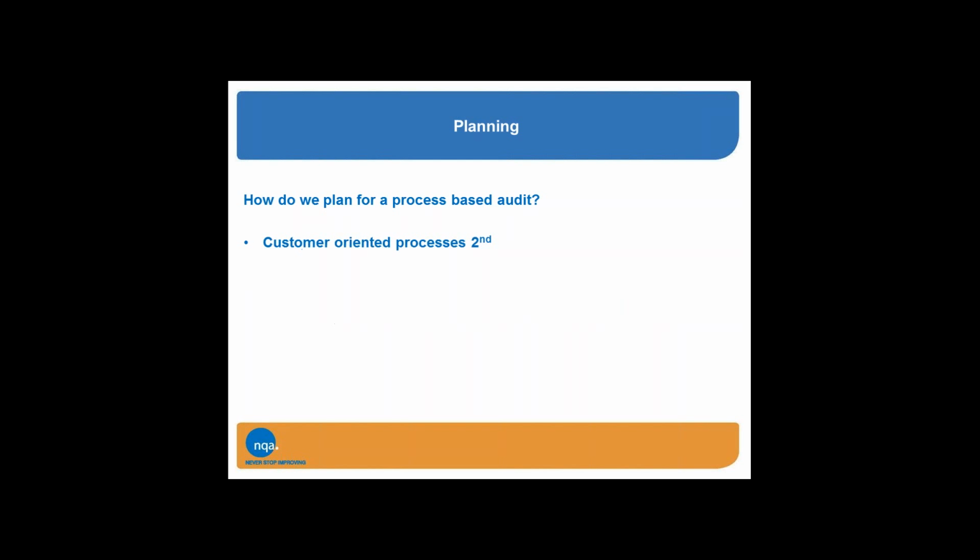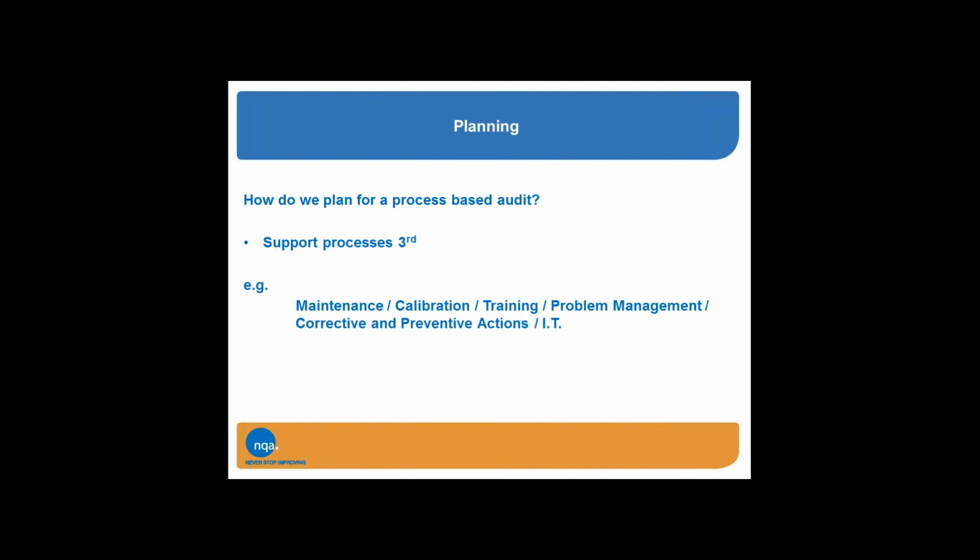Then plan to audit the customer-oriented processes second, which are the most important of the processes because of the interaction that they have with the customer. So processes such as sales and contract review, design, purchasing, manufacturing, release, and complaints. And then finally, the support processes. So activities such as maintenance, calibration, training, problem management, corrective and preventative actions, and IT.